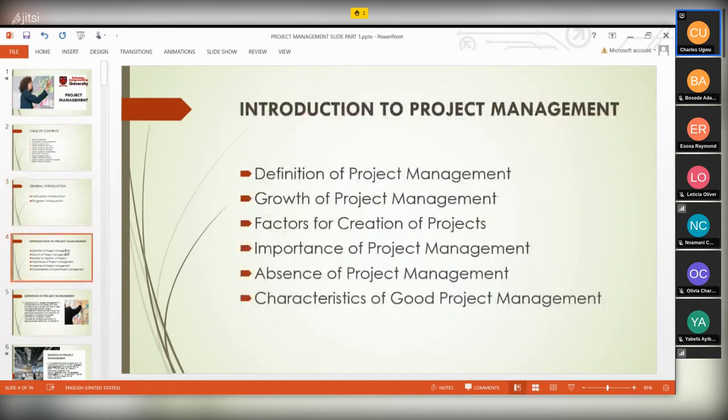So we are going to start by looking into the project management itself proper. We are going to start by looking at the definition, the growth of project management, factors for creating projects, importance of project management, absence of project management and its consequences, and the characteristics and features of a good project management.